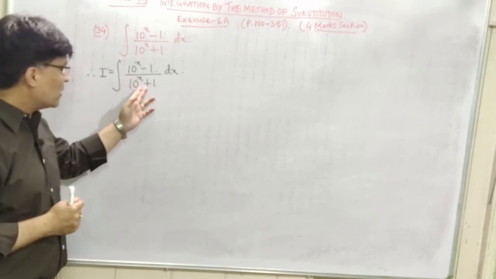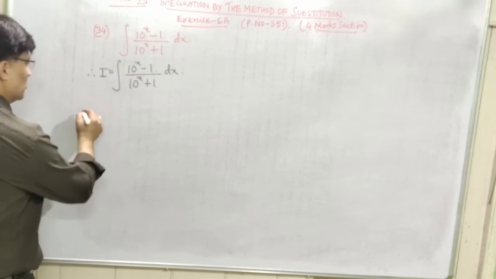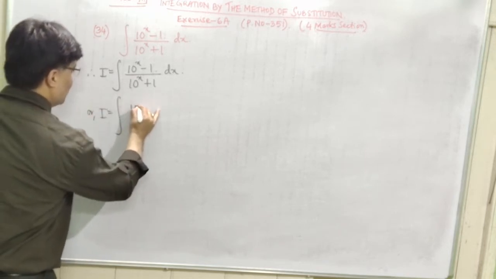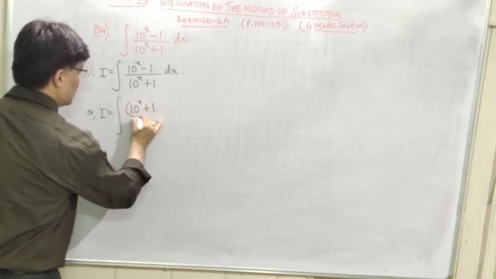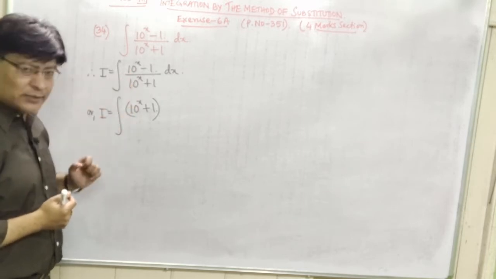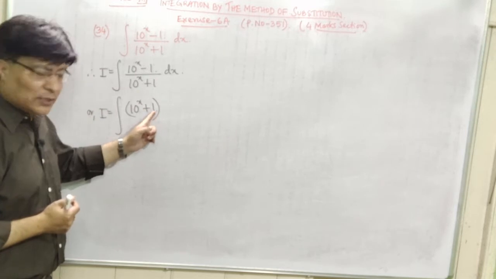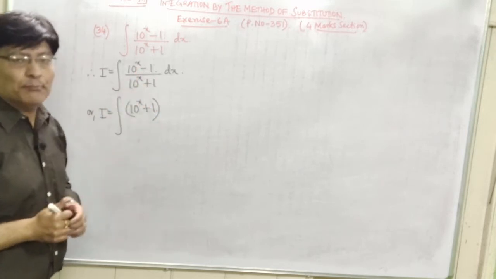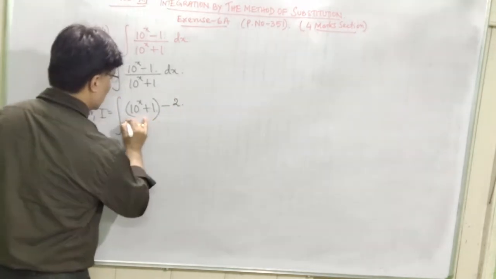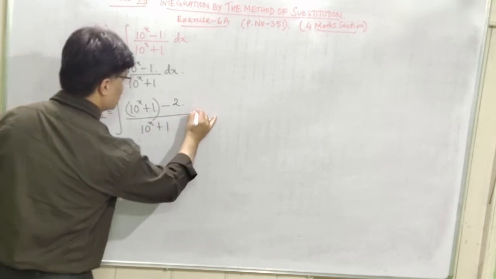That is 10 to the power x plus 1 in the denominator. Write down this expression in the numerator now. Or I is equal to integration of 10 to the power x plus 1. Let us write it. Okay. So it is 10 to the power x, but instead of minus 1 there is plus 1. You have to make this plus 1 as minus 1 by writing, we can write here minus 2 whole divided by 10 to the power x plus 1.